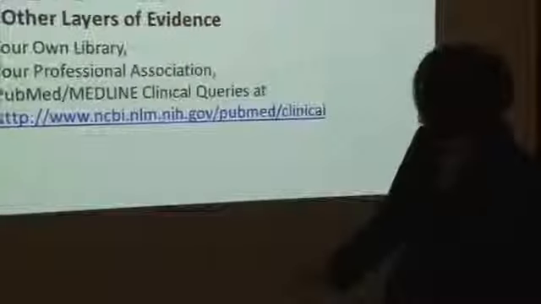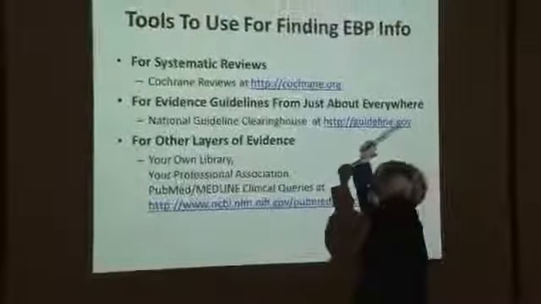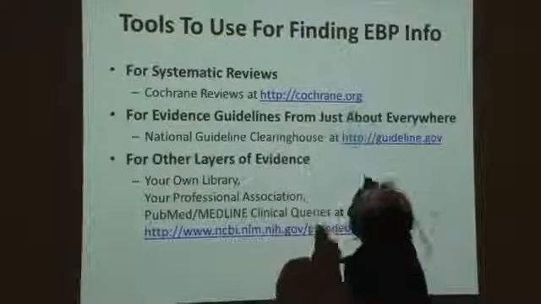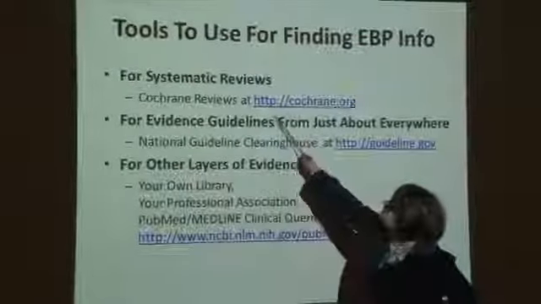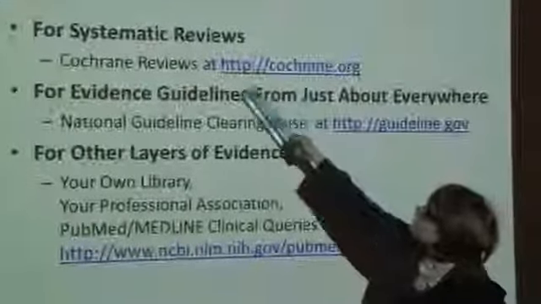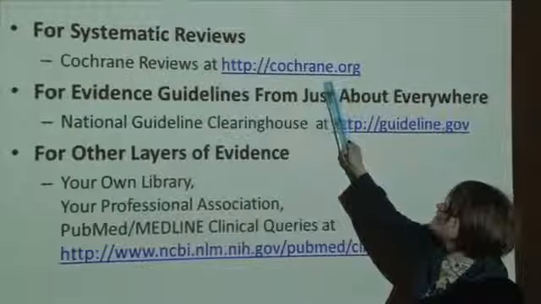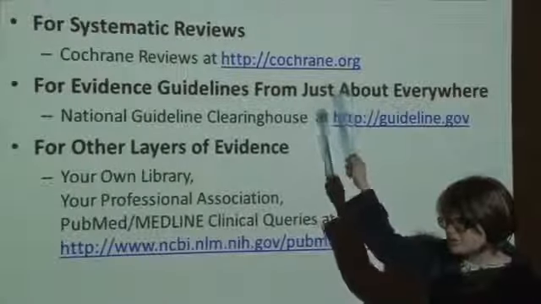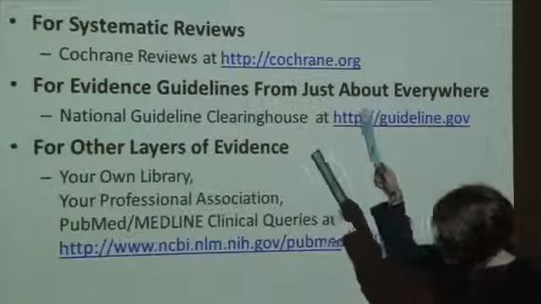Woohoo! Now, I want to quickly tell you where you can find so much of this information. Tools to use for finding the evidence-based practice information. For the Cochrane systematic reviews, you go to either Google Cochrane Collaboration or just go to http://Cochrane.org, and then you can click on your Cochrane reviews from there, and they even have an option there where you can freely browse those reviews.